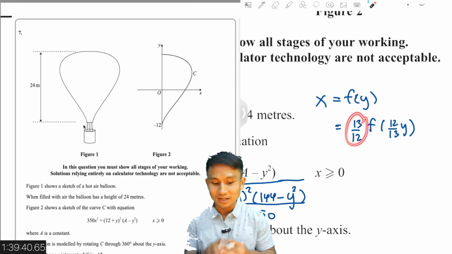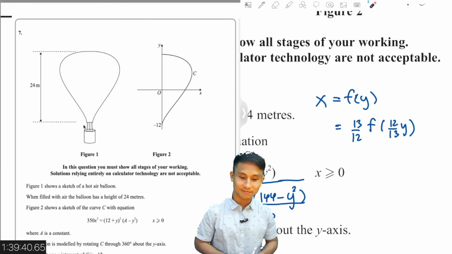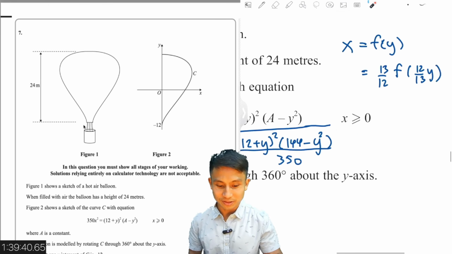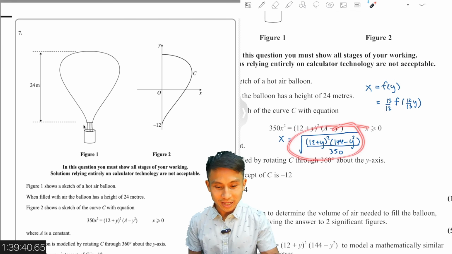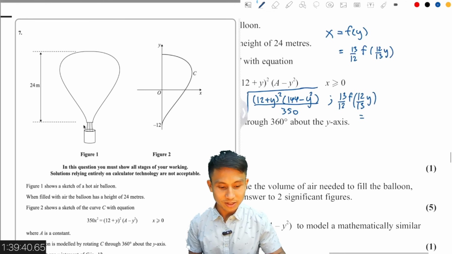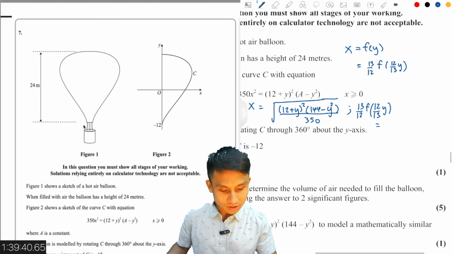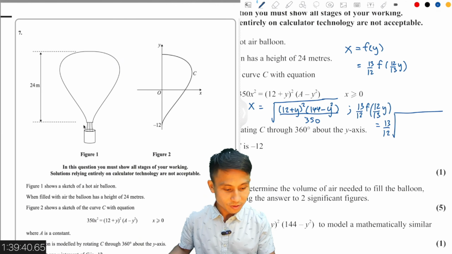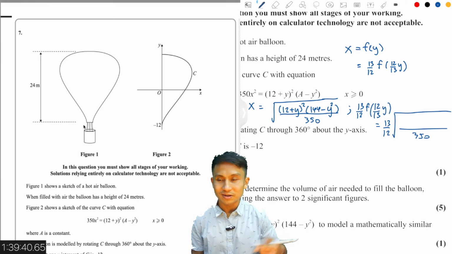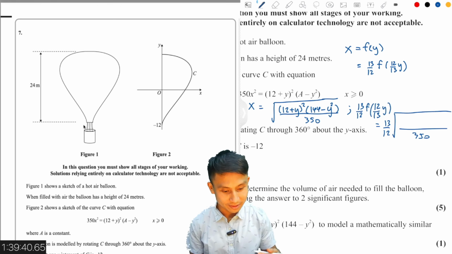It's going to stretch the x coordinate by 13 over 12 times. So we stretch both axes. Let's see what happens in terms of the expression here, because we get x as a function of y now. So if we have 13 over 12 f of 12 over 13y, that is going to be translated to, so basically just 13 over 12 outside the square root, and then in here will be the same. Now it's just basically substituting 12 over 13y into all the y's, right?